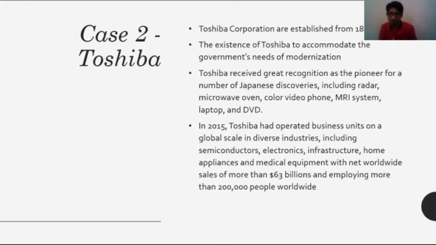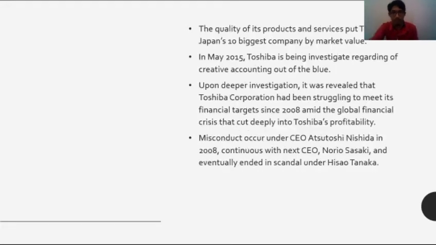In 2015, Toshiba operated business units on a global scale in diverse industries, including semiconductors, electronics, infrastructure, home appliances, and medical equipment, with net worldwide sales of more than 63 billion and employing more than 200,000 people worldwide. Then, the quality of its products and services put Toshiba as Japan's 10th biggest company by market value.